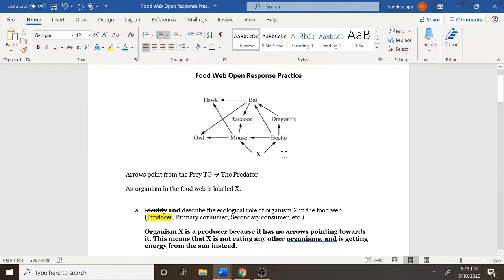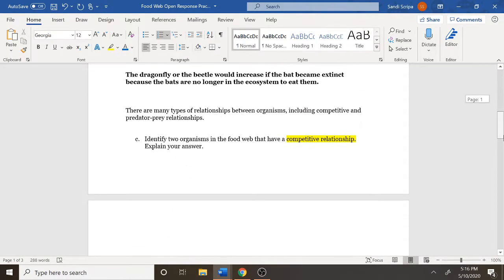Another answer that you could have that I think is pretty quick to see is the beetle gets eaten by both the mouse and also the dragonfly and also the bat. So those three things are also all fighting over the beetle. I'm going to go with my first answer, though, with the owl, the hawk, and the raccoon all eating that same food, the mouse.